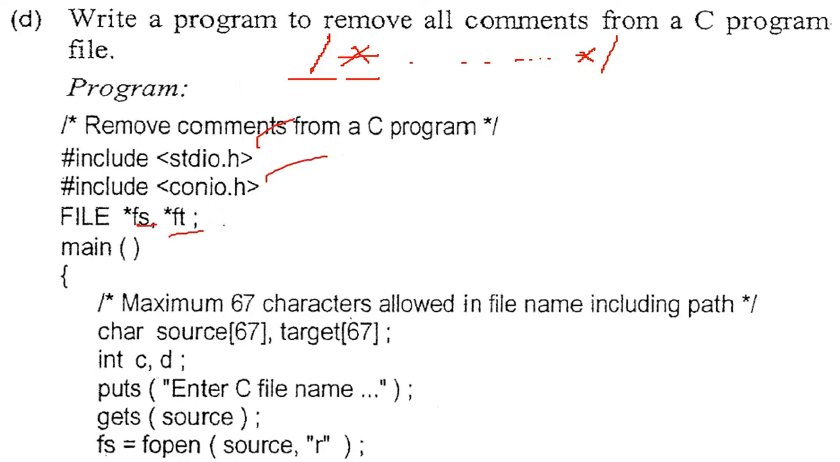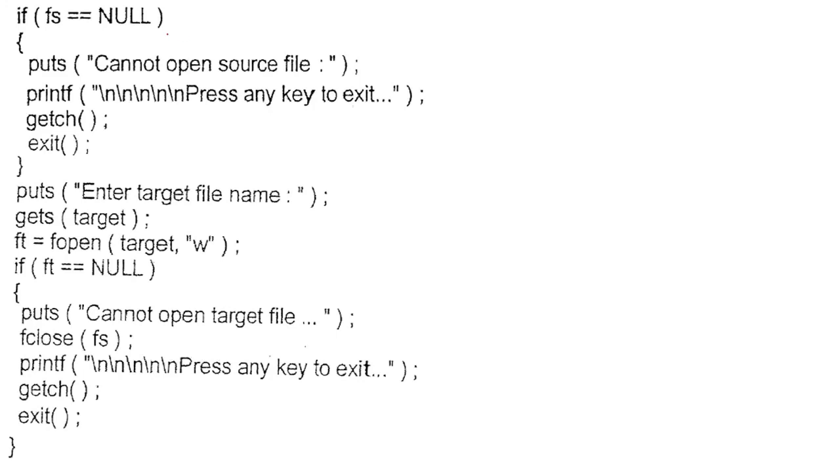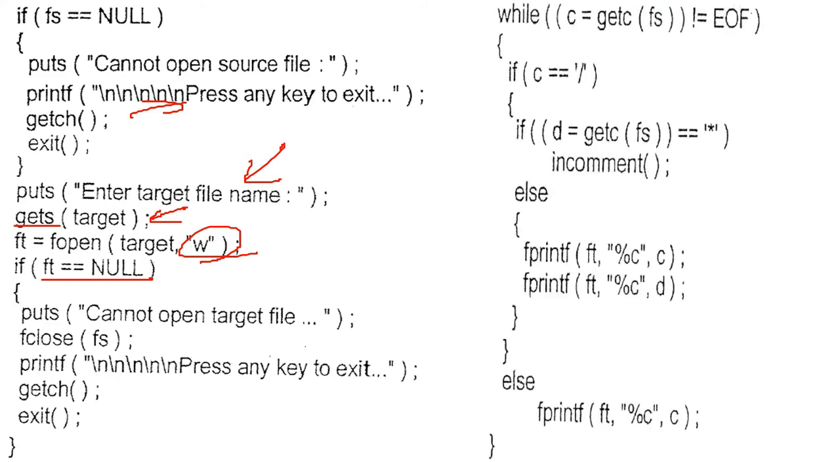First of all, we ask the user to enter the C file name. We take it with gets and try to open it in read mode. If it is null, then we raise some error and we come out. Otherwise, we ask for the target file name. We again take the file name with gets and try to open it in write mode. Again, if there is some error, then we just come out. Then from the source file, we take characters one by one till we reach the end of file. If it is a slash, see, now we are looking at slash, we check for the next character.